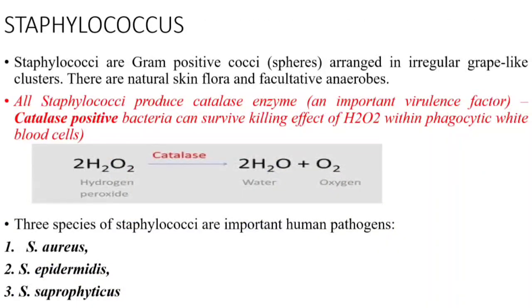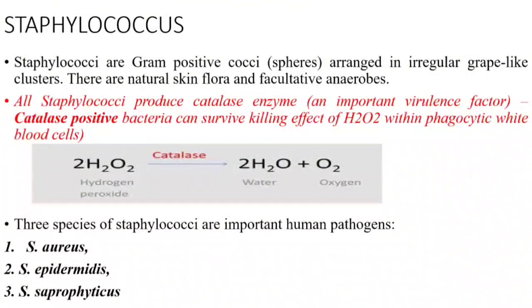So talking about Staphylococcus, Staphylococcus species are gram-positive spheres arranged in irregular grape-like clusters, and they are natural skin flora. They are found on the skin, and also are facultative anaerobes. When we say an organism is a facultative anaerobe, it means it can survive both with oxygen and without oxygen. So all staphylococcal species produce the catalase enzyme, which is an important virulence factor, like I said.